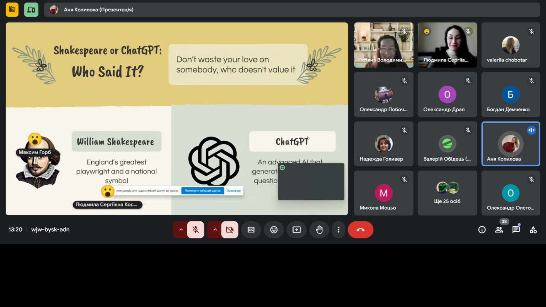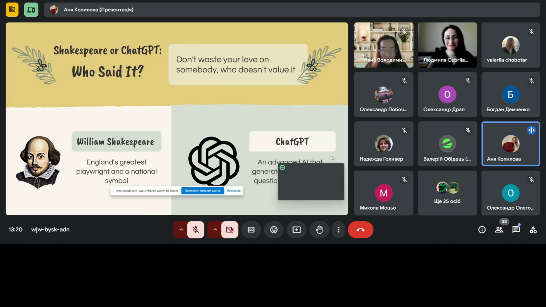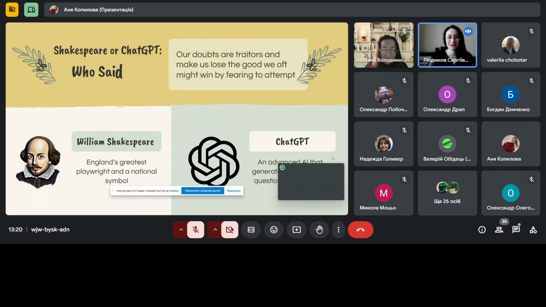Look at this quote. Don't waste your love on somebody who doesn't value it. Who is the author? Well, can it be William Shakespeare? Yes, I really like your point of view. The answer is William Shakespeare. Yeah, it's typical, characteristic of him.